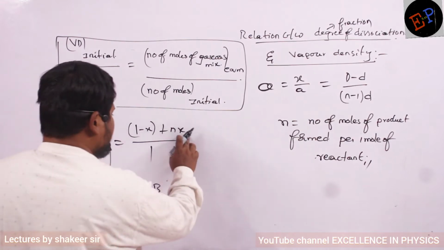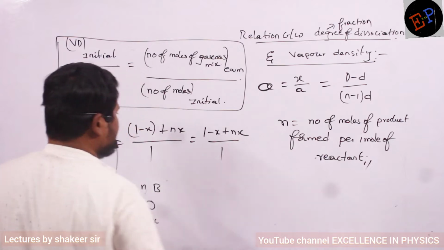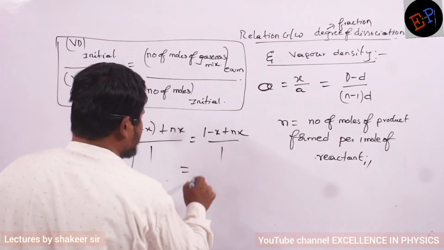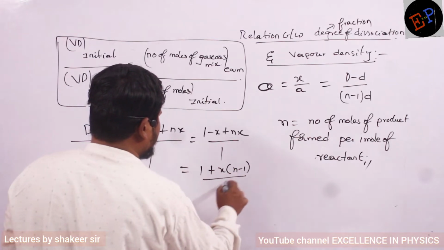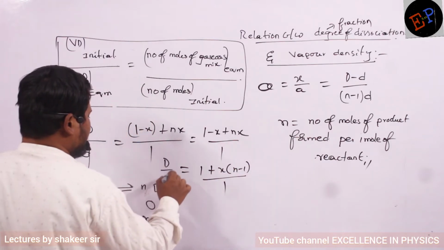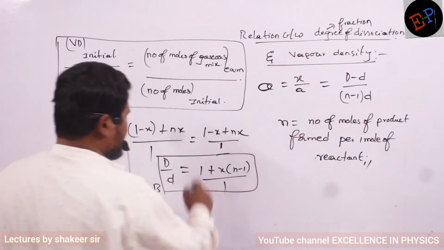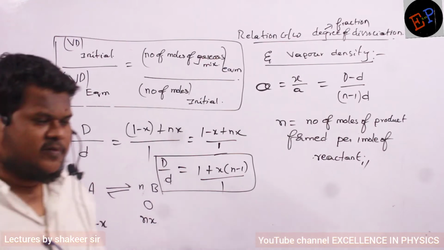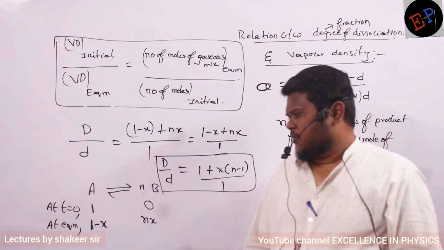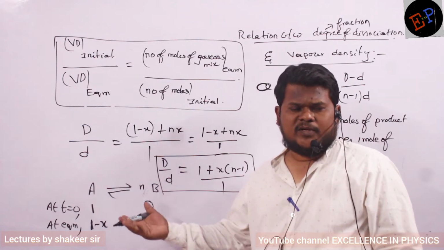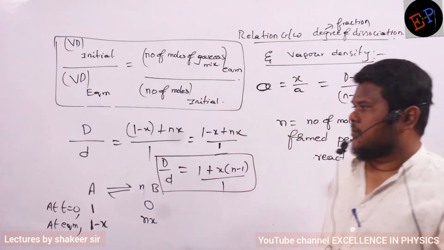Now let us see if I can simplify this one. I can write 1 minus x plus nx divided by 1. x I can take common, so 1 plus x times n minus 1, divided by 1. So you can write like this also, capital D divided by small d. This is one more equation for vapor density initial divided by vapor density at equilibrium. Are you able to understand? So this is one example I have taken. You can take any example and you can always use this relation. Make a note of it.